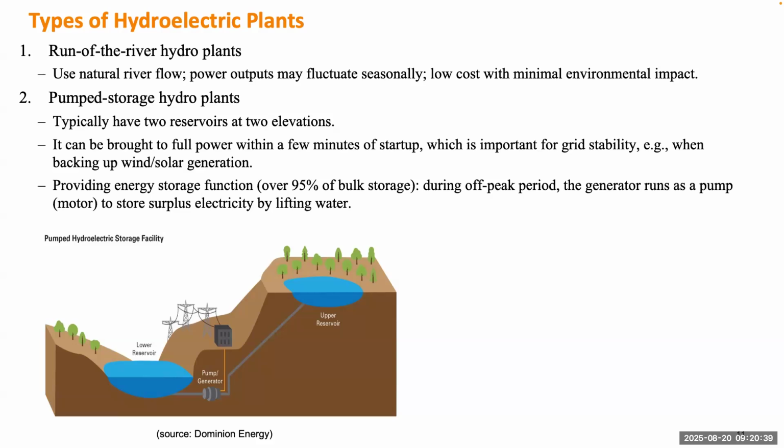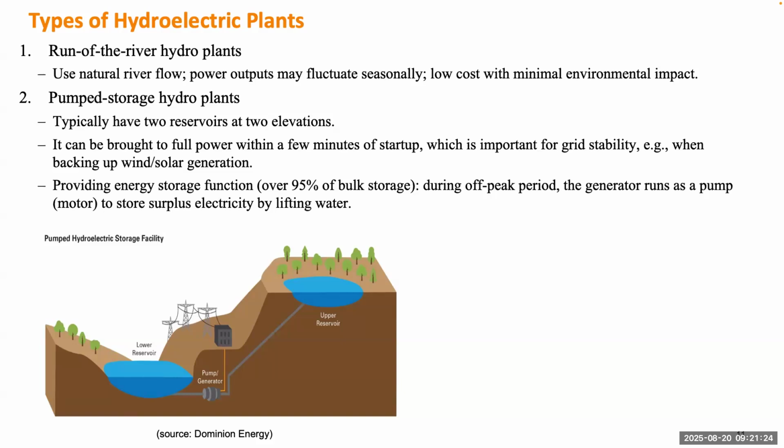When you need this generator to operate in generator mode, you just let the water flow through this channel to drive the generator, and it will generate electricity, for example in the daytime during the peak hours. But in the late evening or early morning, if you don't need that much electricity and your network has excessive electricity, you can use that electricity to operate in pump mode and pump the water up to this reservoir, to save the electricity as energy. So it can behave as energy storage.